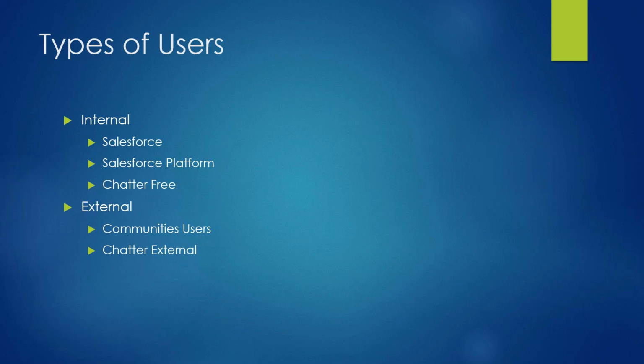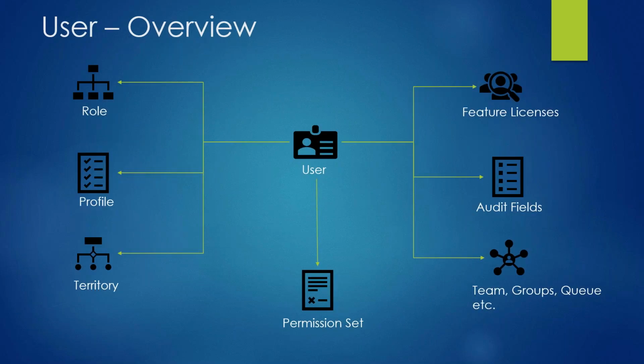If we move forward with the user record itself, we see certain things within the user record, and this is an overview. Role, profile, territory, permission set, feature license, audit fields, and team, groups and queue. This is something that we see on the user record. All of these things have a purpose, and this actually contributes to your overall authorization process.